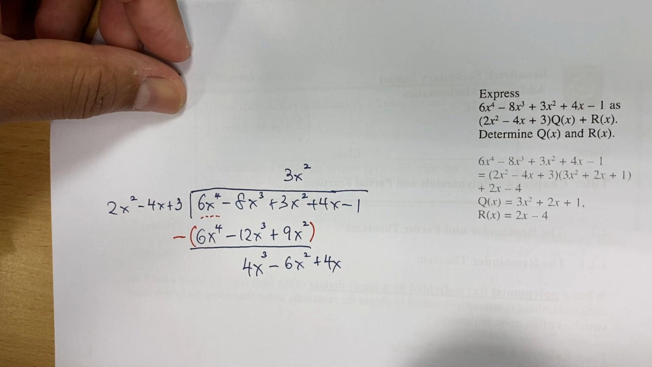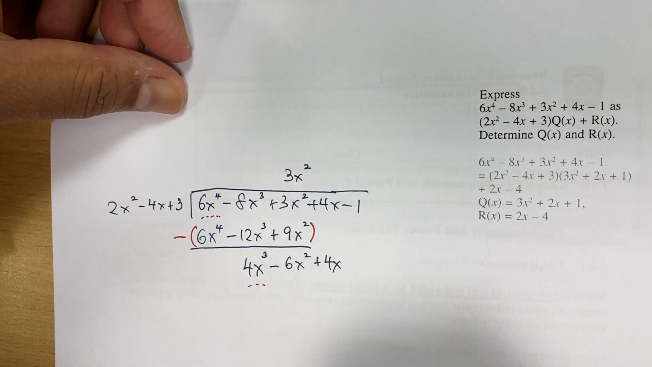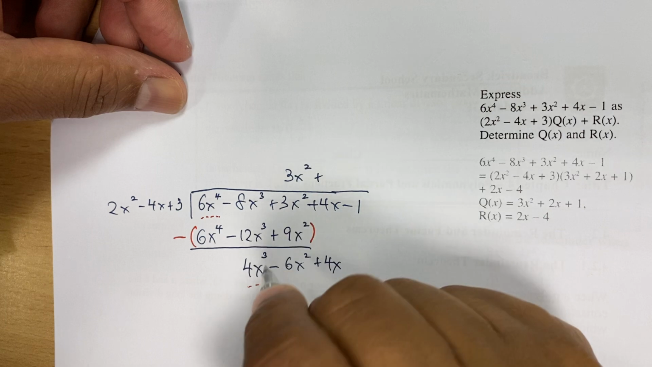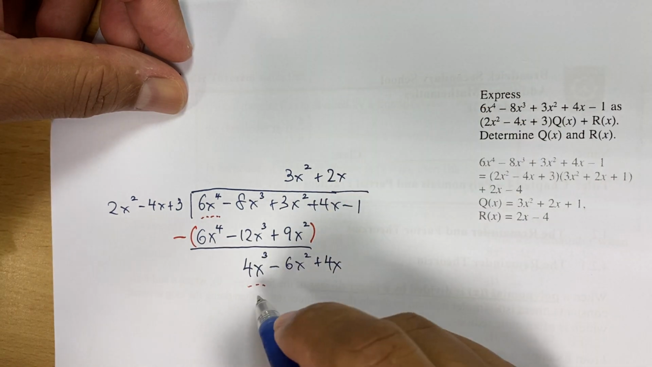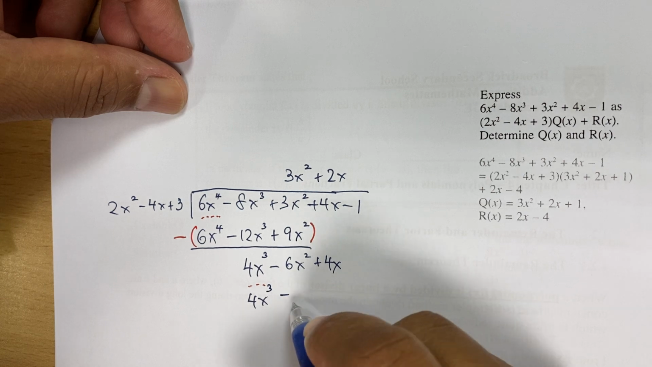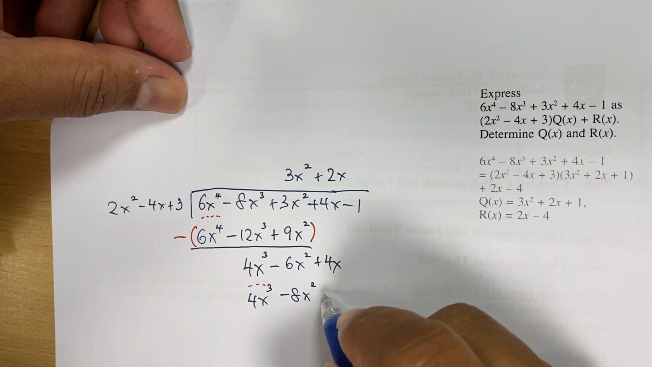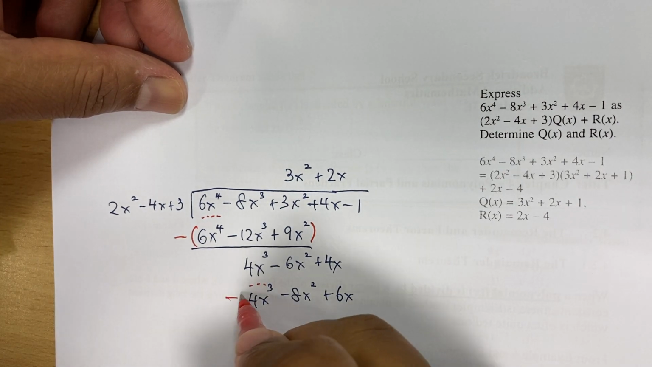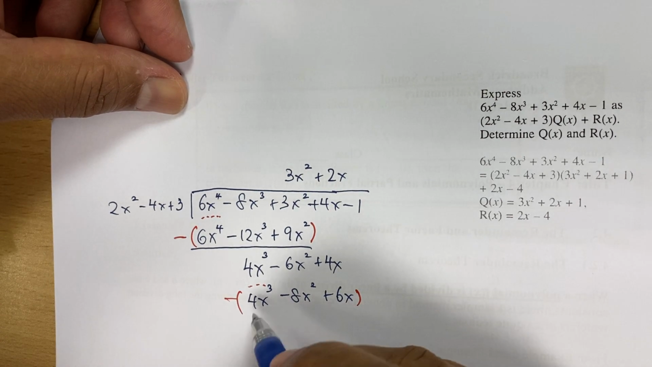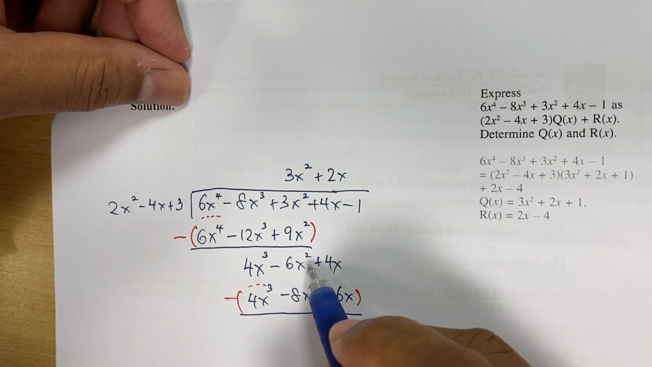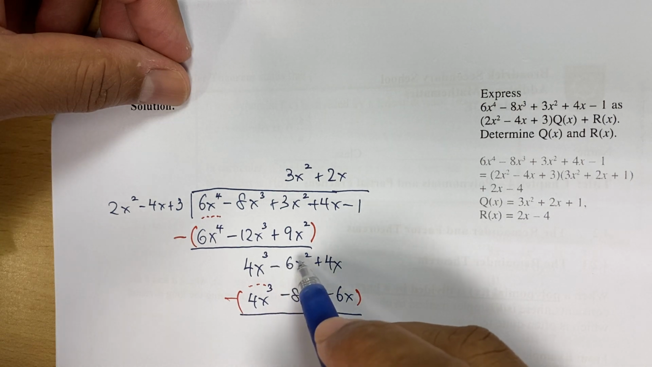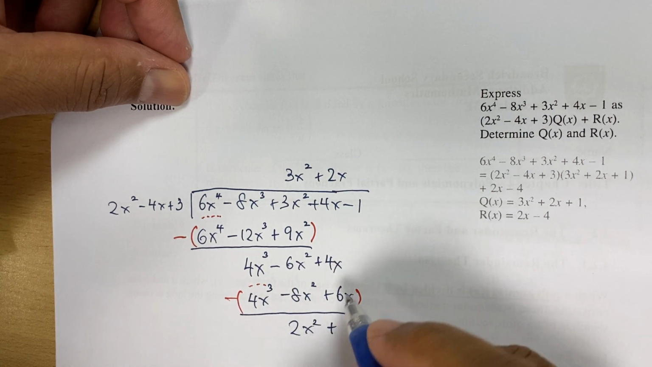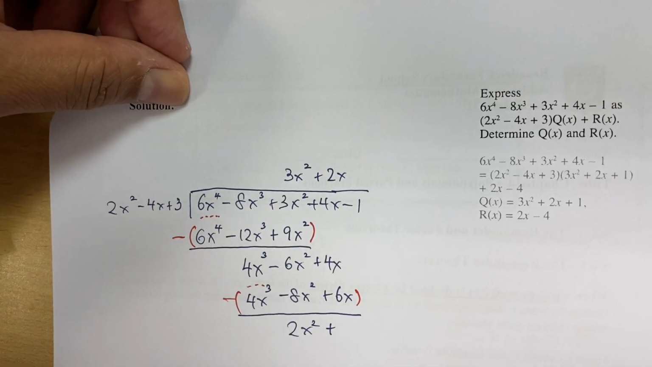Now again, we look at this 4x^3, and we need to multiply by 2x. So we have 4x^3 minus 8x^2 plus 6x. And when we subtract, the 4x^3 will disappear. So minus 6x^2 minus negative, so minus 6x^2 plus 8x^2 will be 2x^2. This is 4x minus 6x. Sorry, this is going to be minus 2x.